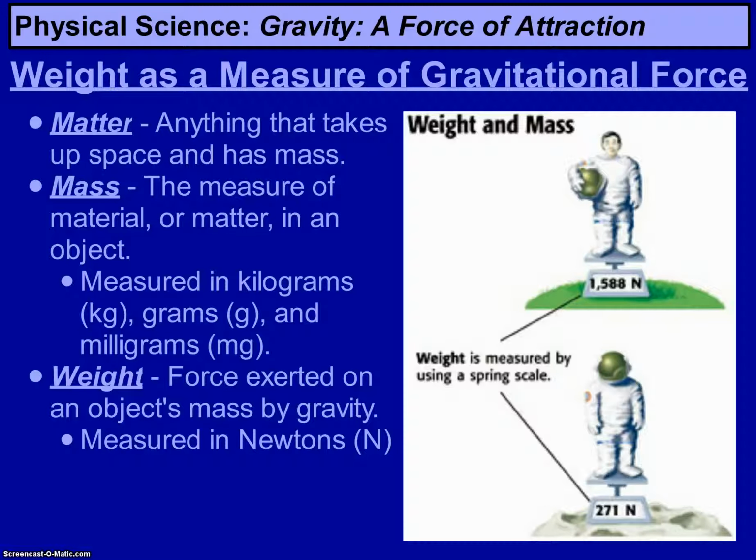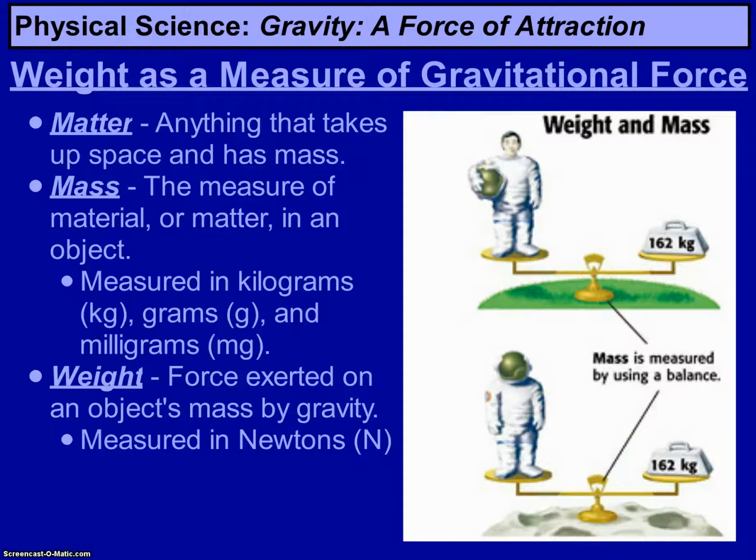The mass of the Moon is that much smaller, so the attractive force between the Moon and the astronaut is going to be quite a bit different. So on the Earth, the astronaut weighs quite a bit more than he would on the Moon. However, for the mass of the astronaut, we use a balance scale to measure mass because we're comparing the mass of the man to a known mass. The mass on the Earth of the astronaut is 162 kilograms, but his mass on the Moon is exactly the same.